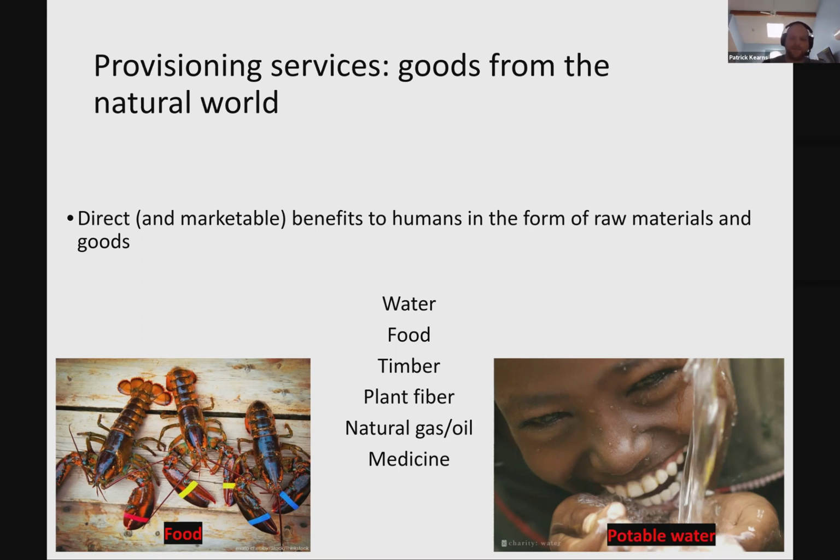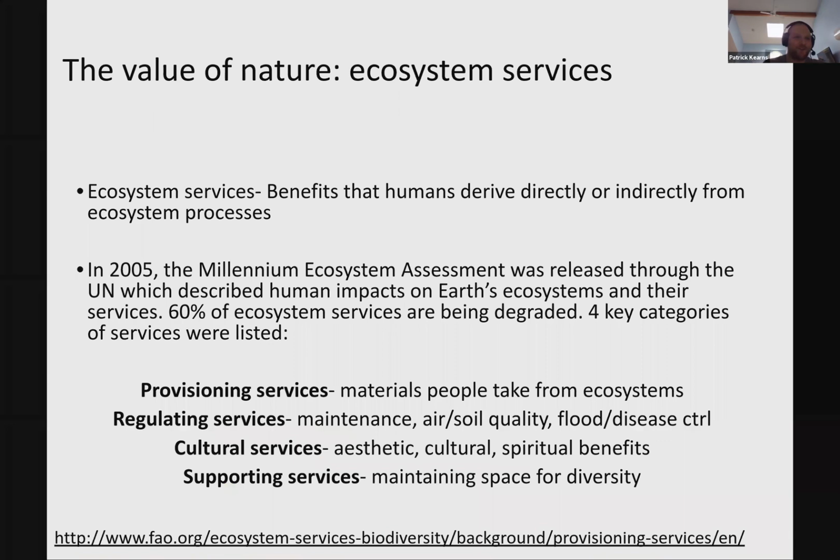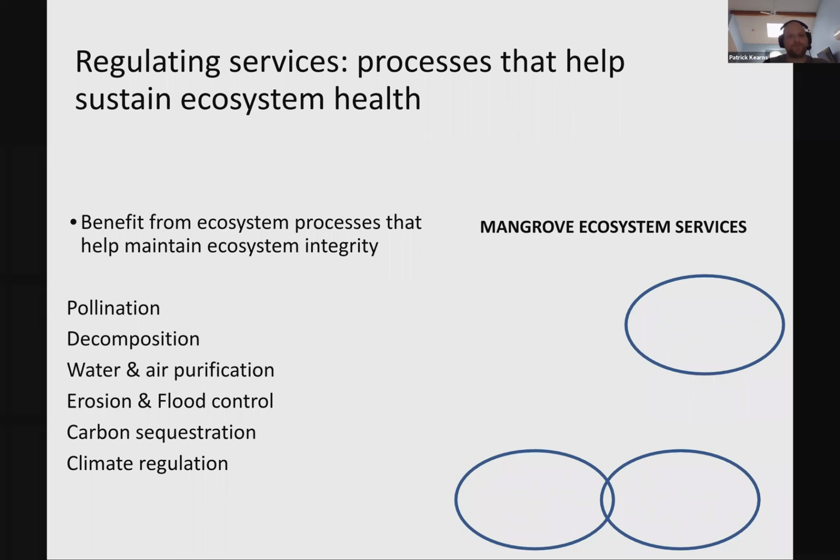But the reality is there's four categories. And if that's the first one, there's clearly more services coming after that have a direct value. And these are the indirect ones. Now, the first one is actually going to be regulating services.